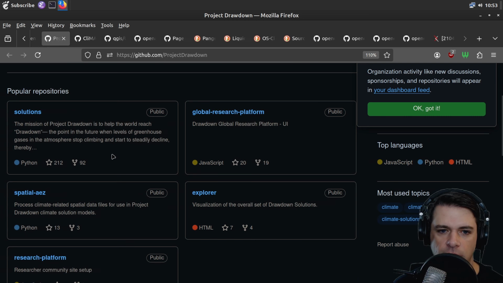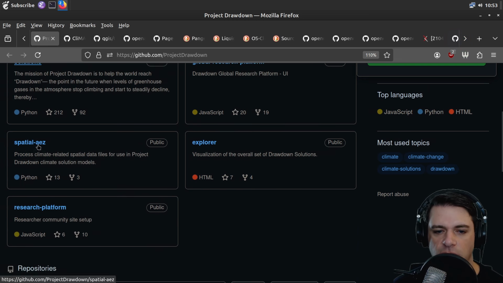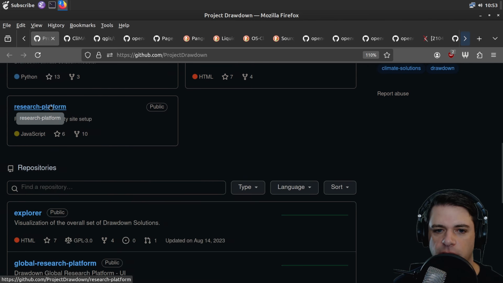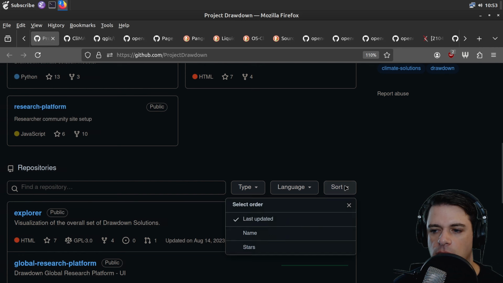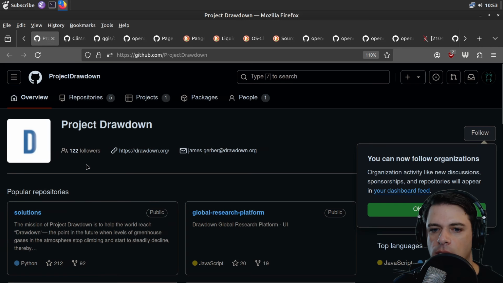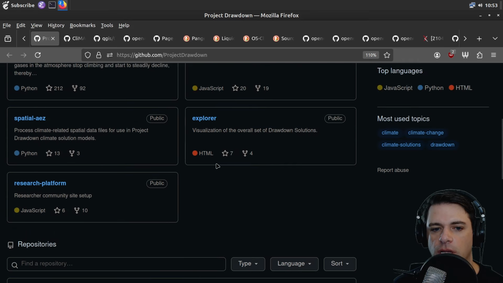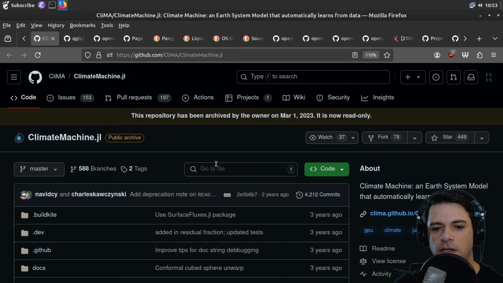Project Drawdown. We have a solutions thing. Maybe we'll look at solutions. We have some spatial AEZ data files research platform. And then let's sort these. How many repos? 5. Okay. I guess we'll look at a little bit at all this stuff.